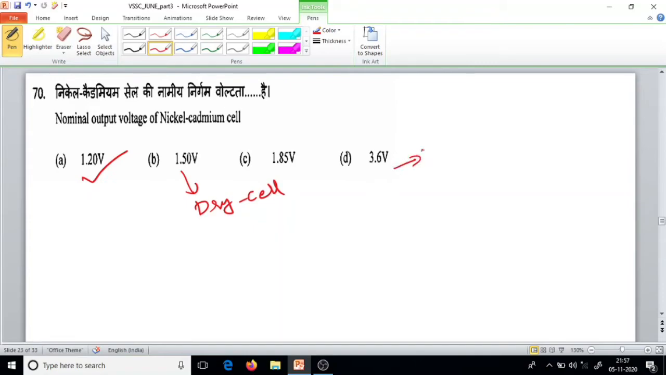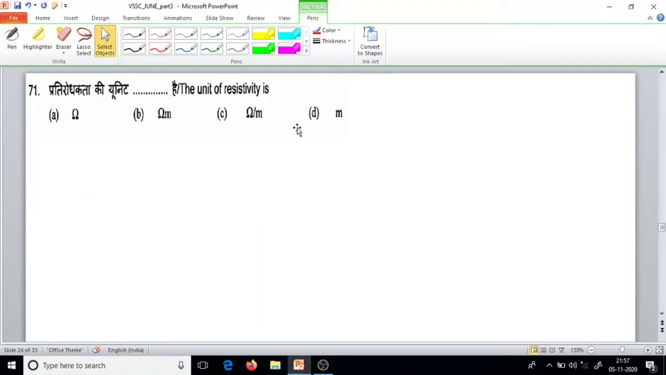The unit of resistivity. What is the equation for resistance? Rho L by A. This is the equation for resistance. Rho L by A.